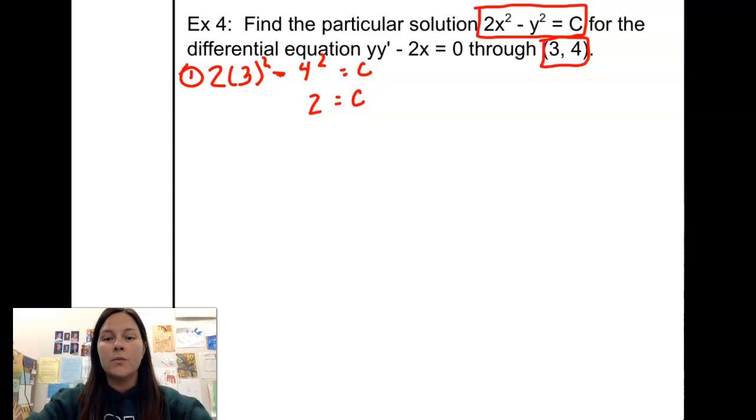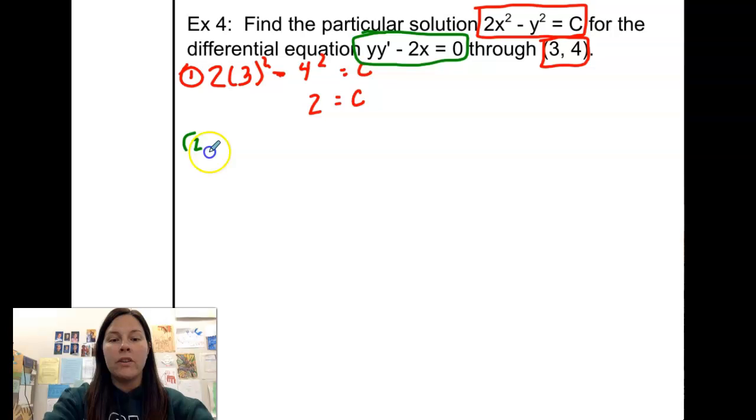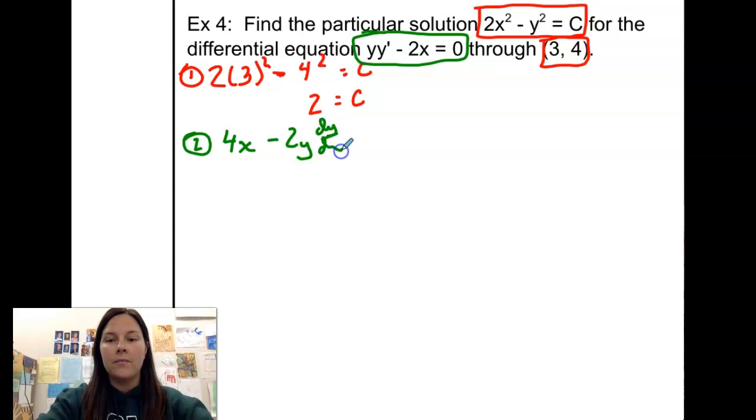All right, this is one where I am going to change to the dy dx notation. We've got y times y prime. I just think that's too confusing and too easy to mess up. So as I take the derivative on this one, I'm going to use the dy dx notation. Derivative of 2x squared is 4x. Derivative of y squared is 2y, chain rule, dy dx. And the derivative of c, which was 2, is 0.